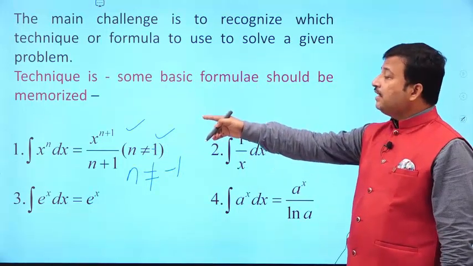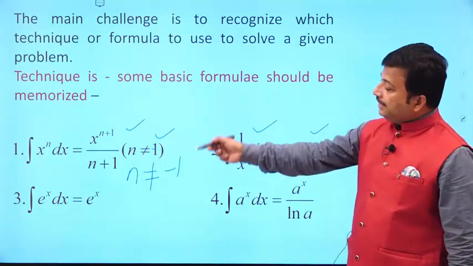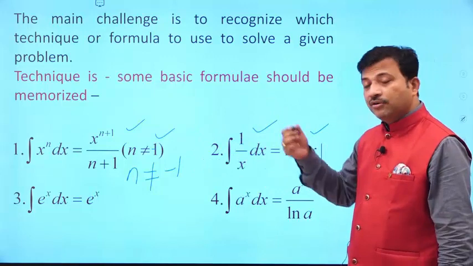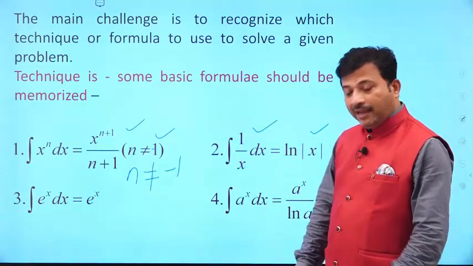So when n is minus 1, it becomes integration of 1 by x dx equal to log x. Integration of the exponential function e to the power x dx equals e to the power x. Integration of a to the power x dx equals a to the power x by log a.